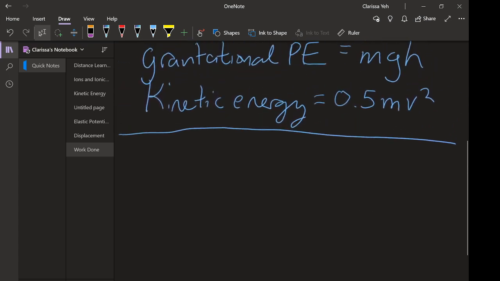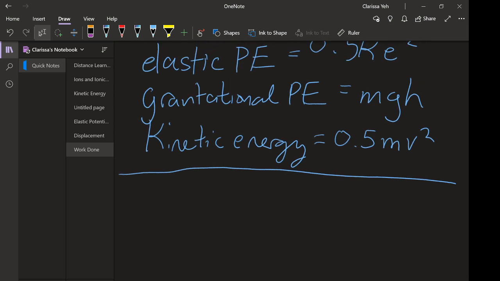So, all of these equations are to do with one object. Calculate the elastic potential energy of this spring. Calculate the gravitational potential energy of this object on top of a building. Calculate the kinetic energy of this moving car. They're all to do with one object because remember, these three are examples of energy stores.